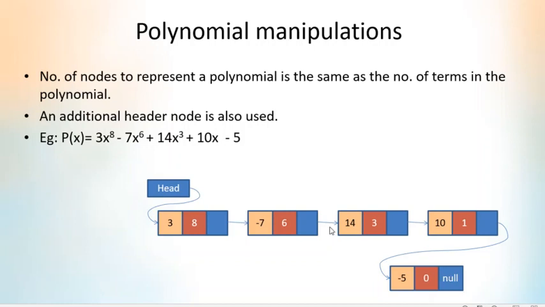So what is the next node? Minus 5. This means minus 5x raised to 0. So the coefficient part is minus 5 and the exponent part is 0 and null, because there is no more term in the linked list. So this is the polynomial, and this is the representation of polynomial using linked list data structure.